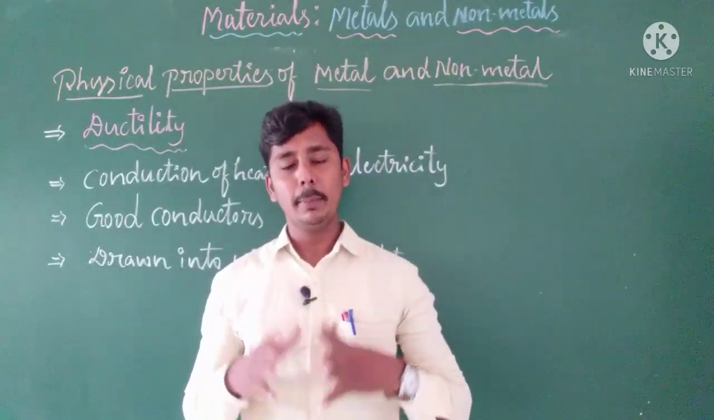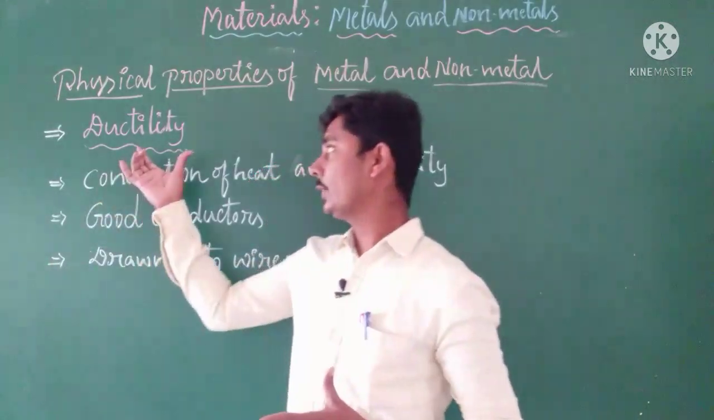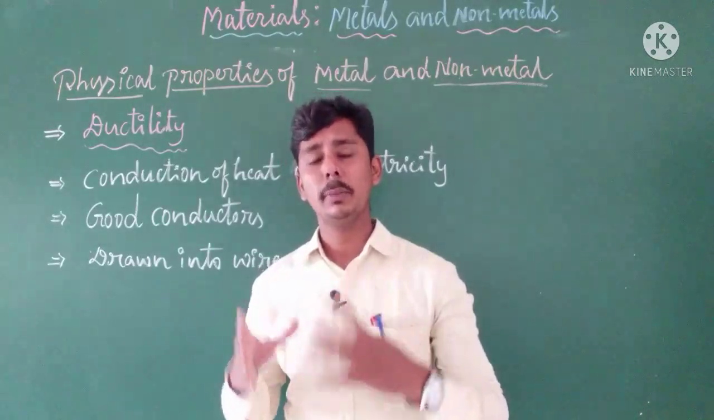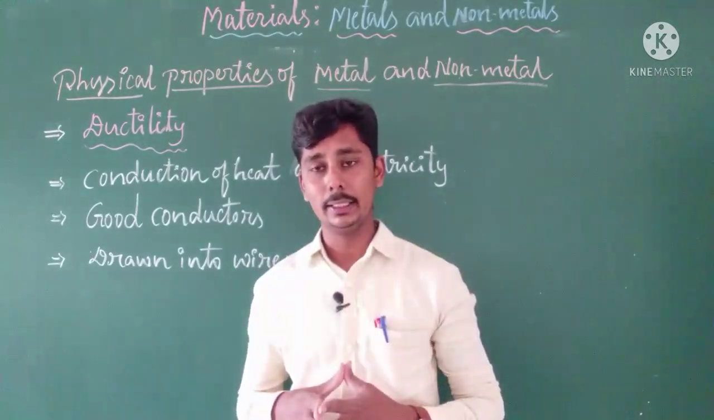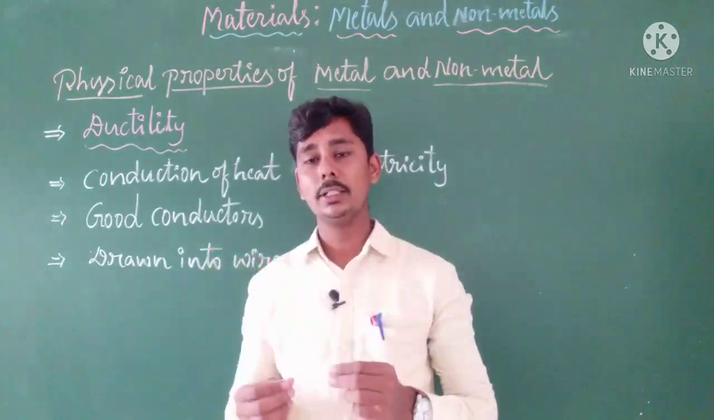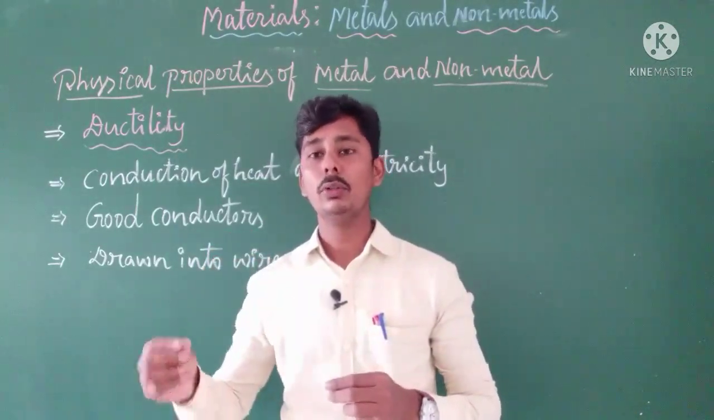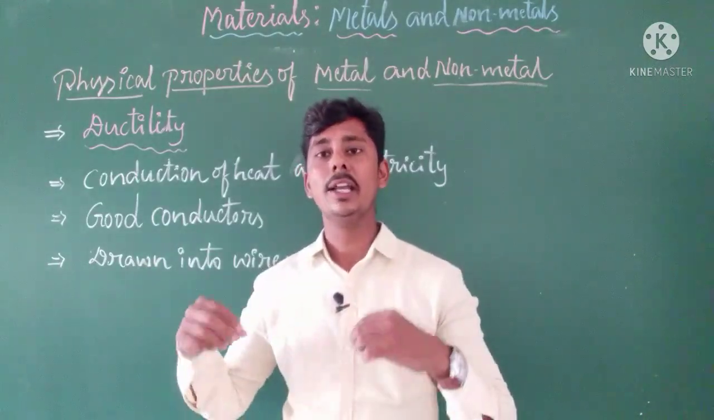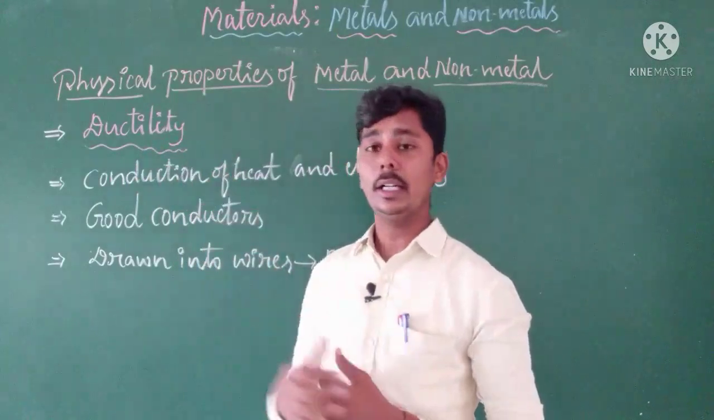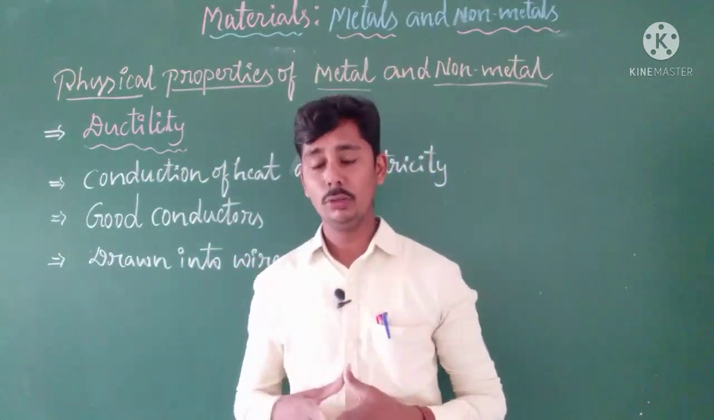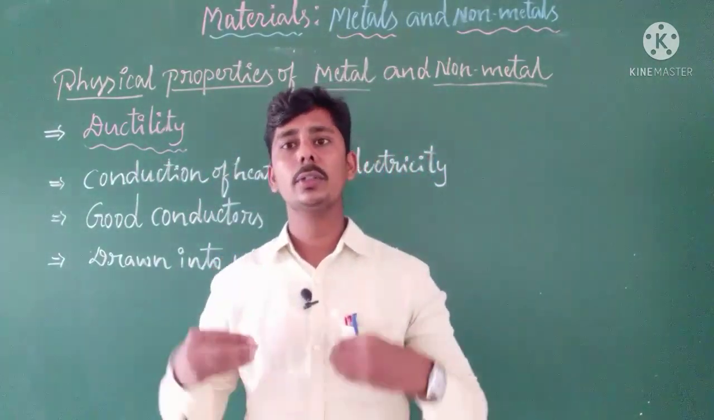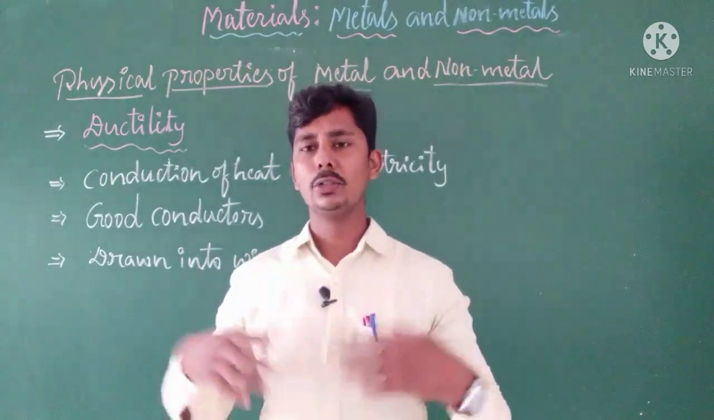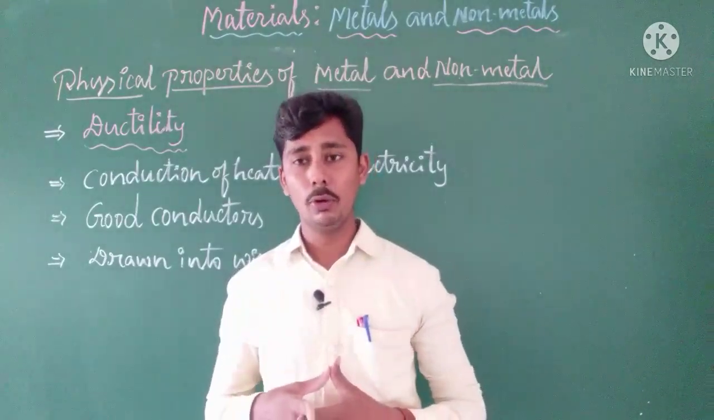Another physical property of metals and non-metals is ductility. Already we learnt one of the physical properties, malleability, which means materials can be made into thin sheets. Next one, ductility. We use different utensils in our home, like cooking utensils and many other utensils.